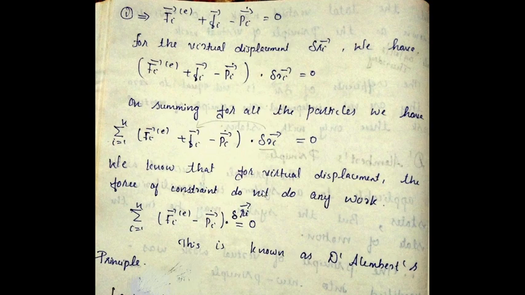Now we know that in a virtual displacement, the force of constraint does not do any work, that is, the force of constraint is equal to 0. At the beginning of this virtual displacement, we noted that the force of constraint in the virtual displacement is equal to 0. Now this part will be equal to 0. So the resultant one, summation i equal to 1 to n of (Fa vector minus Pi dot vector) dot delta Ri vector equal to 0. This is known as D'Alembert's principle.